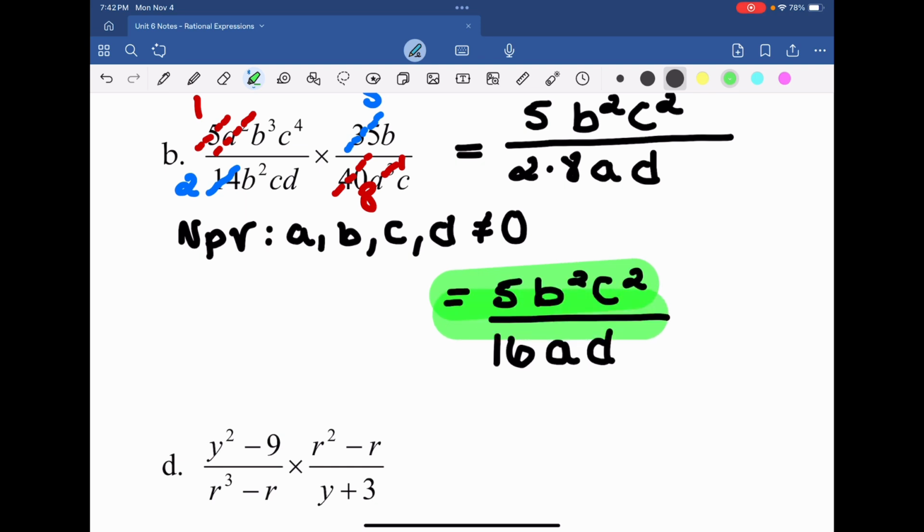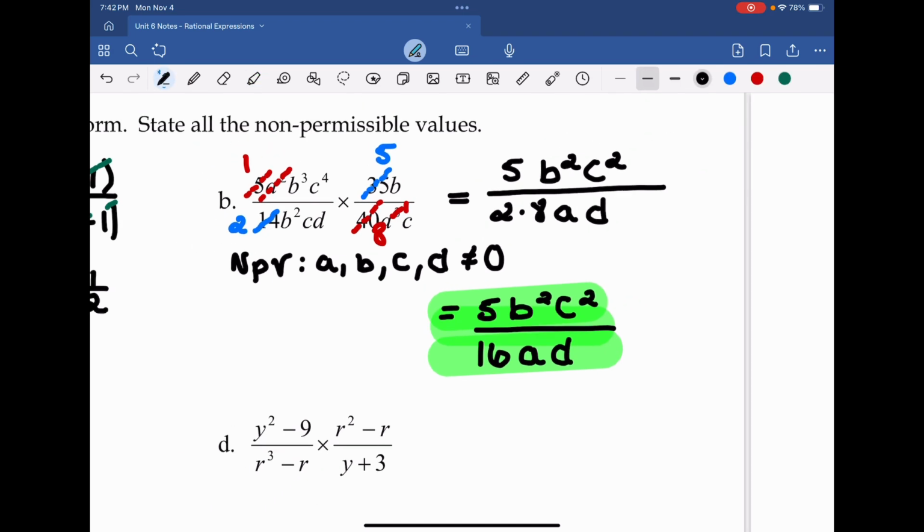And again, if you just started canceling and you didn't state your NPVs, you're clearly going to miss the fact that b and c also could not equal 0. So be very, very careful with that.